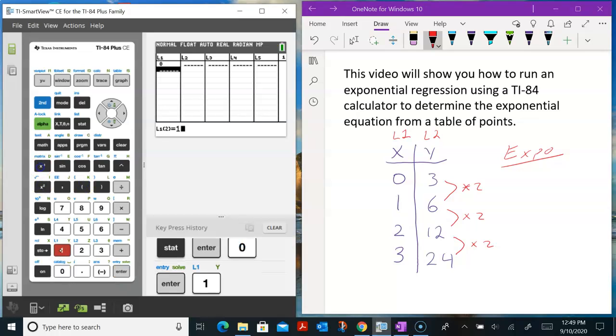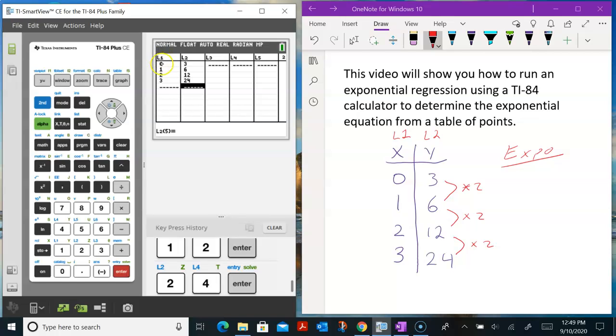Okay, so 0, 1, 2, 3 are entered in the L1 column, which represents my X's. Okay, we've got 3, 6, 12, and 24. Okay, always important to double check your data points: 0, 3; 1, 6; 2, 12; 3, 24.